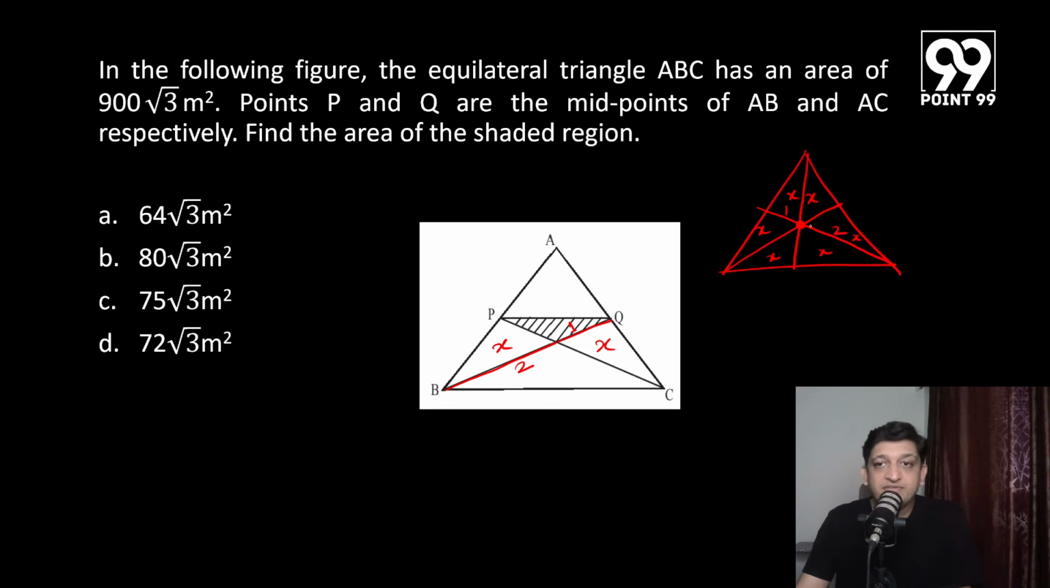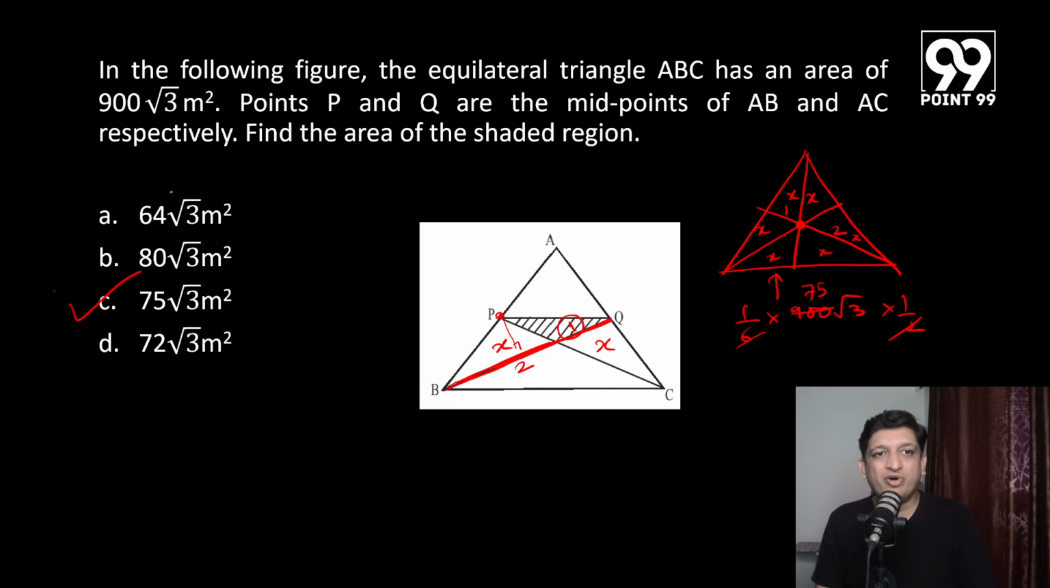Now, each of these triangles is equal in area, which basically means that these triangles are all equal to 1/6 of the entire triangle. So 1/6 into 900 root 3 will be the area of these triangles that we have. But we can see that this base is 2 units, this base is 1 unit, they share the common vertex, so the height will be the same for both the triangles. So I can say that this area is going to be half of this. So half into 1/6 into 900 root 3, you can just cancel out. 12 7s are 84, 12 5s are 60. The correct answer is 75 root 3.